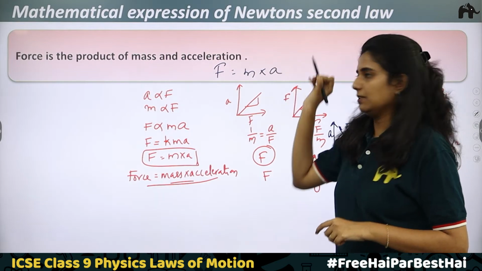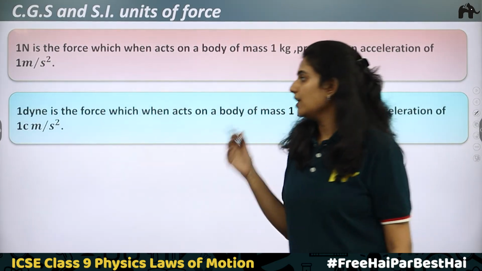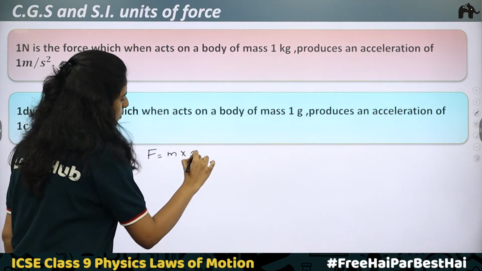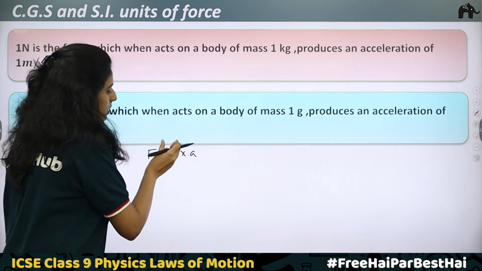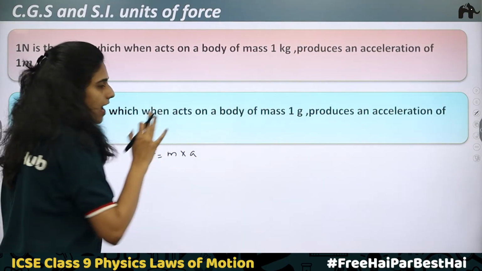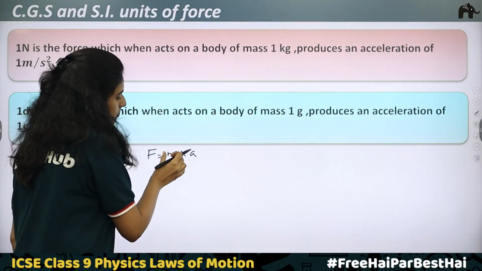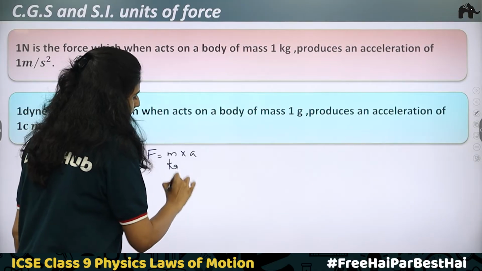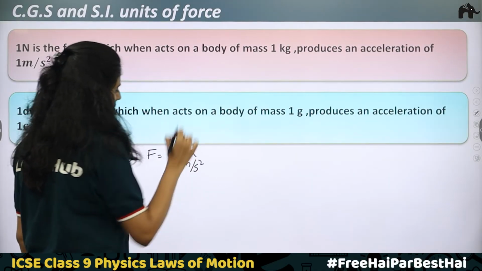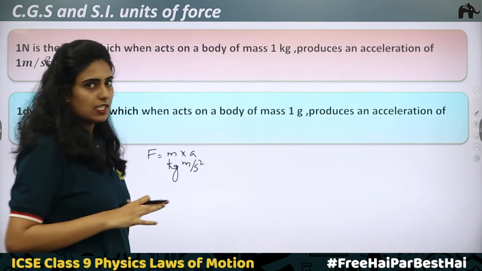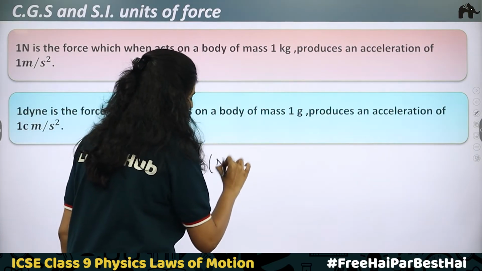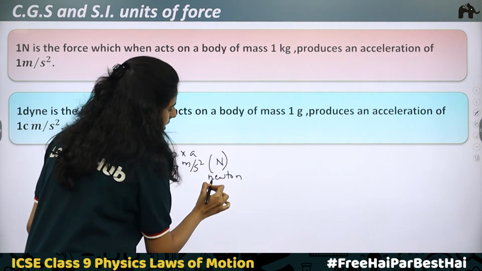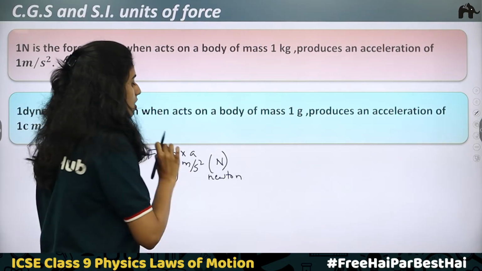C.G.S and S.I unit of force. We have force is equal to mass into acceleration, F is equal to m into a. So, unit of force will be unit of mass into unit of acceleration. To get the SI unit, mass unit will be kilogram, and acceleration will be meter per second square. So, unit of force will be kilogram meter per second square. There is another unit which is N, Newton. We write it as newton. Remember, the starting letter should be a small letter n and not capital N.